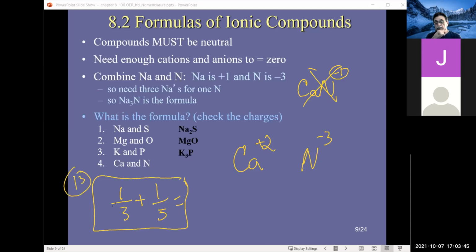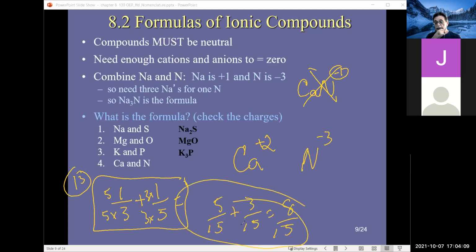So I need to multiply the 1/3 by some number to give me 15, so I go 5 on top and the bottom. And for the next number, I can go by 3, top and bottom, okay? And so I end up with 5/15 plus 3/15. Now I can add them to 8/15. But the point is, I had a common denominator. What is my common denominator with a +2 and the -3? Do I have a common denominator? What would that be?